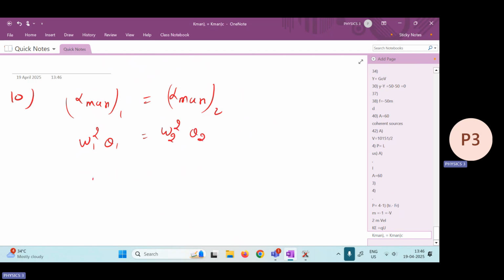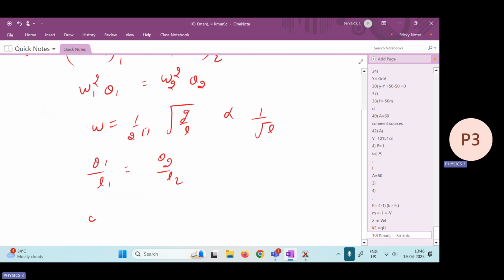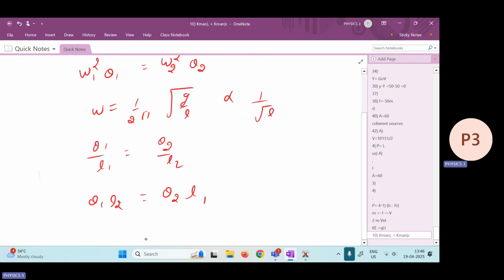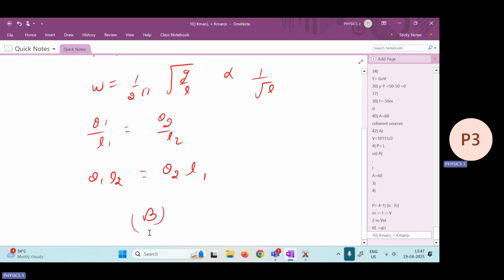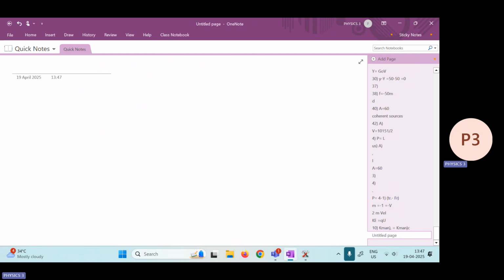Now omega, we know, is 1 upon 2 pi under root g by L, right? Okay, so g will be the same for both. So we can say it is inversely proportional to under root L. So we can write theta 1 upon L1 is equal to theta 2 upon L2. So theta 1 L2 comes out to be equal to theta 2 L1. Theta 1 L2 is equal to theta 2 L1. So option B is absolutely true in this situation. Okay. Now let's go to the next question.